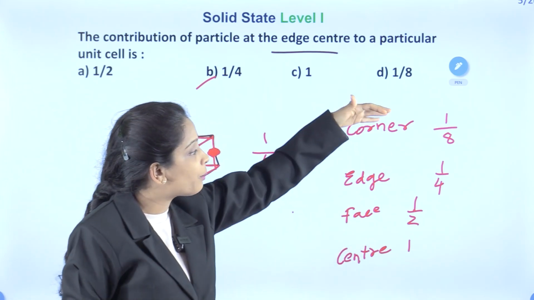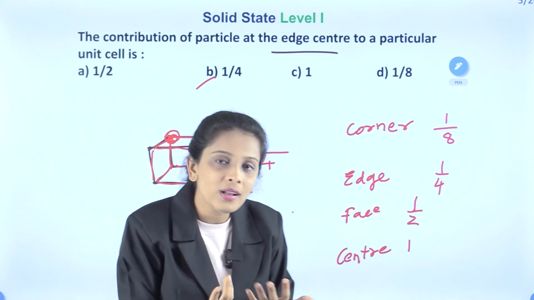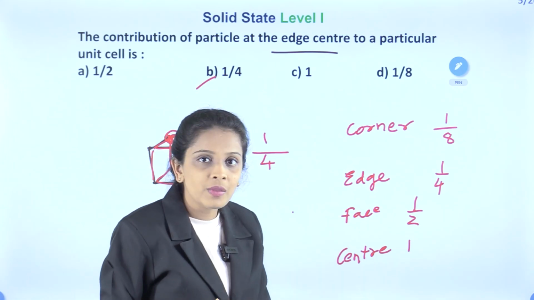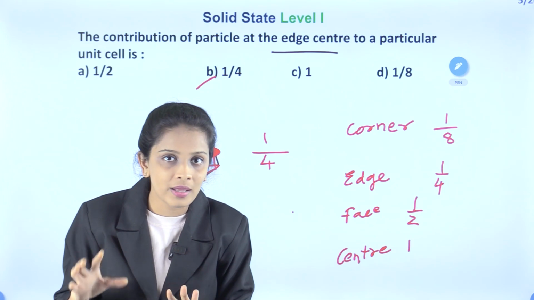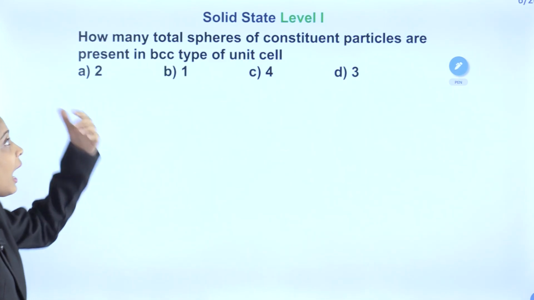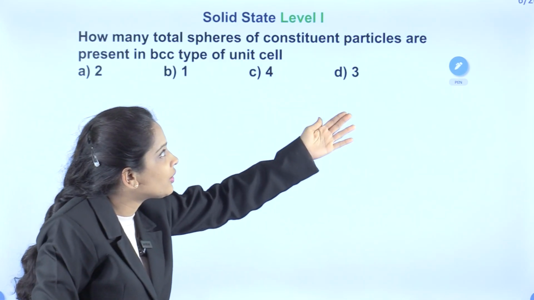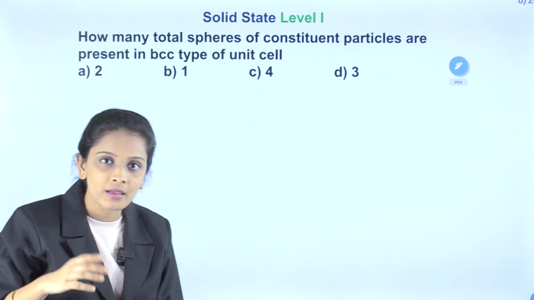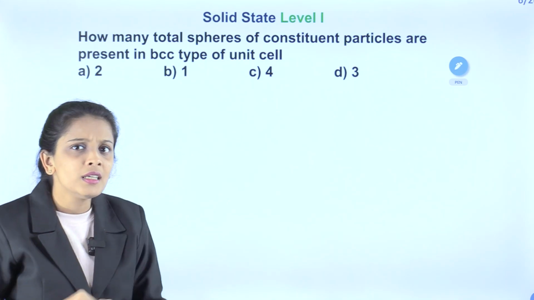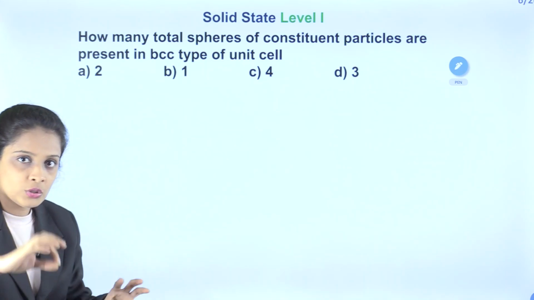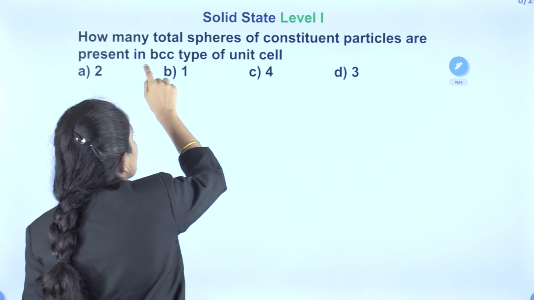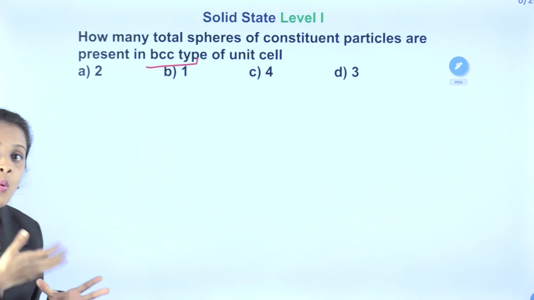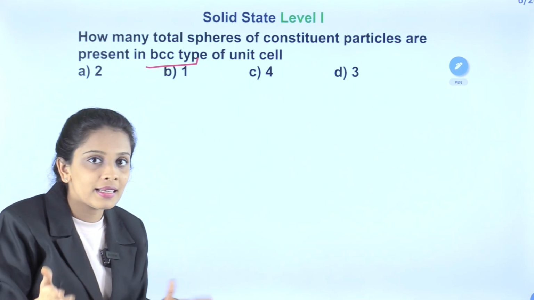In this MCQ, we have discussed the edge center, which is obviously 1 by 4, but I have also given you the basic idea for all the different things like corner, edge, face and center. I am hoping you understood this part very well. The question asks how many total spheres of constituent particles are present in a BCC type of unit cell, and we have our options in front of us. To understand this topic, let us first understand BCC type. You must know the BCC structure, that is the body centered cubic unit cell, yes or no?